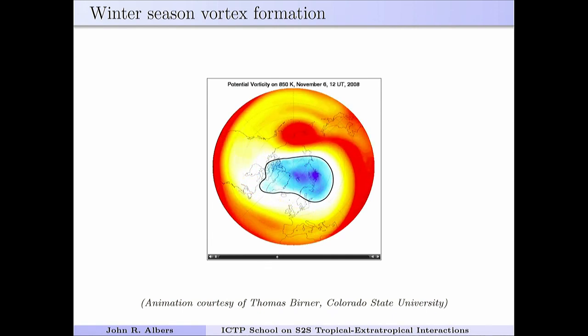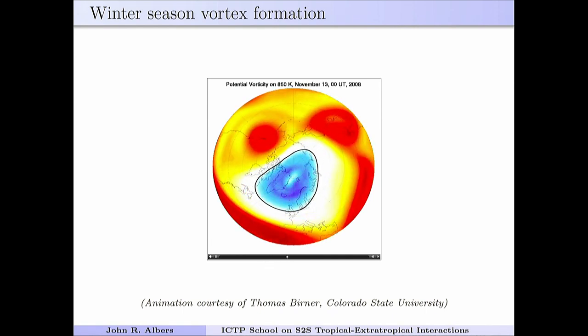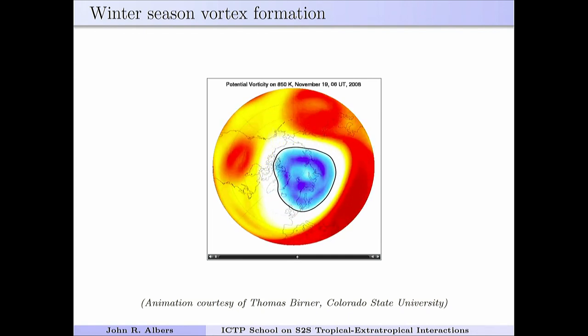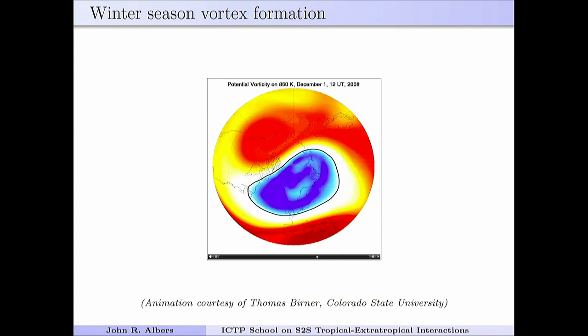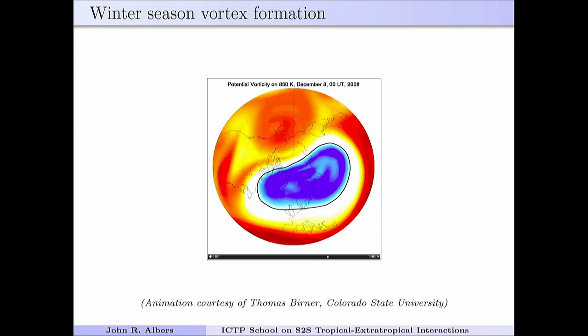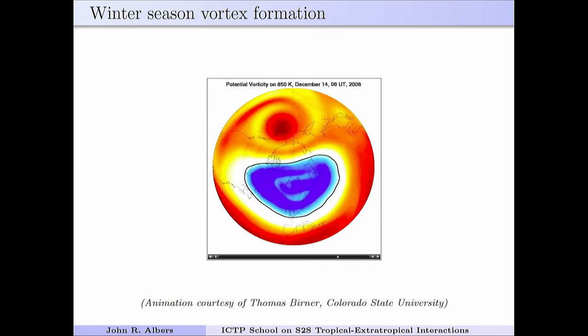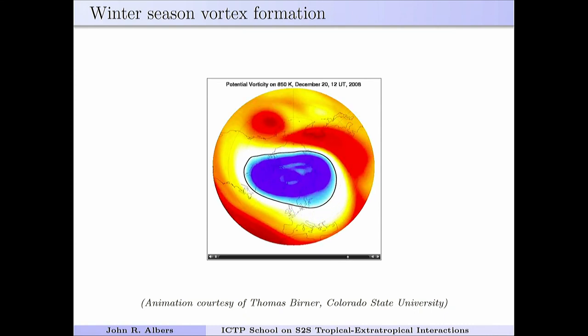Those waves turn out to be the portion of the dynamics that causes sudden stratospheric warmings, or are a part of the evolution of a sudden warming. This is the system that we want to understand if we want to understand predictability in terms of the stratosphere.